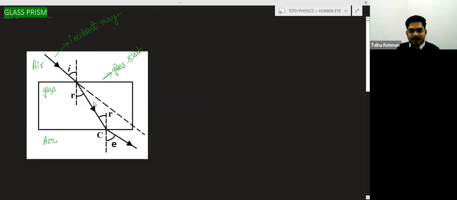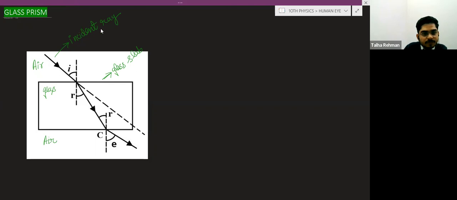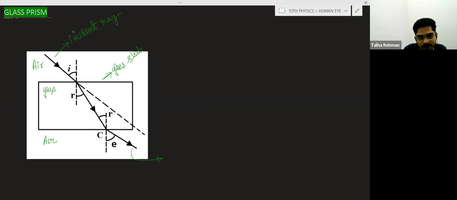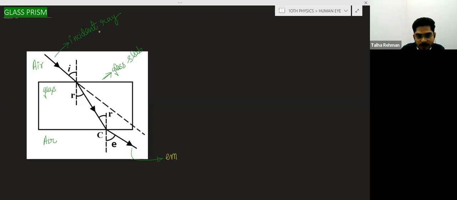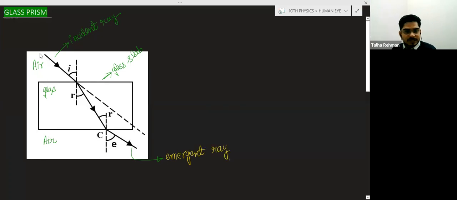This incident ray, and there is another ray. This ray is known as the emergent ray. So basically, you can see this incident ray and the emergent ray from the refraction of the glass slab are parallel. Incident ray and emergent ray are parallel.